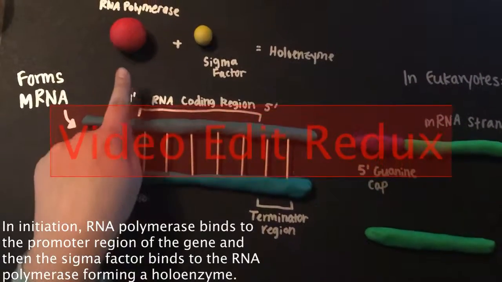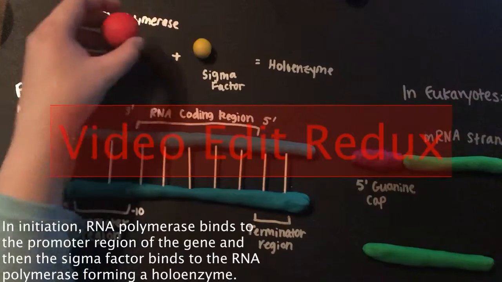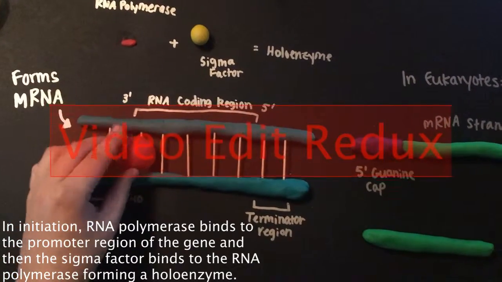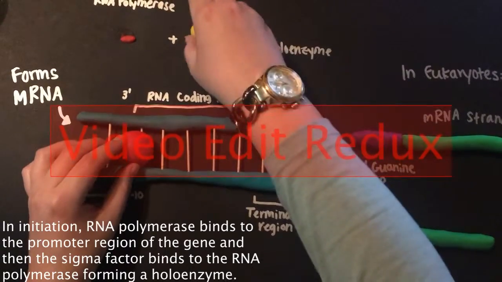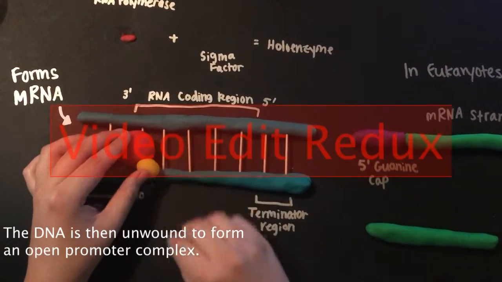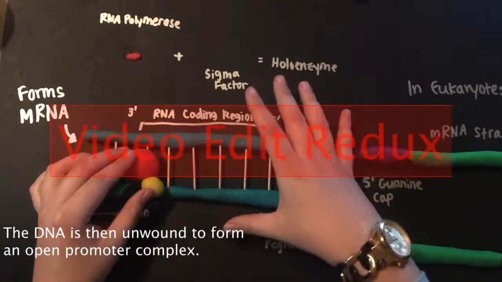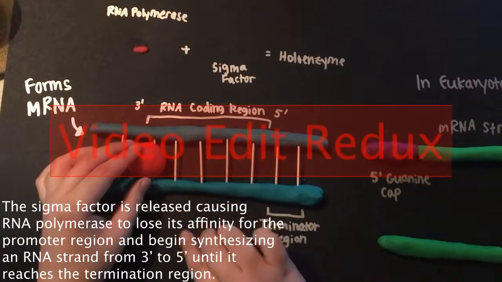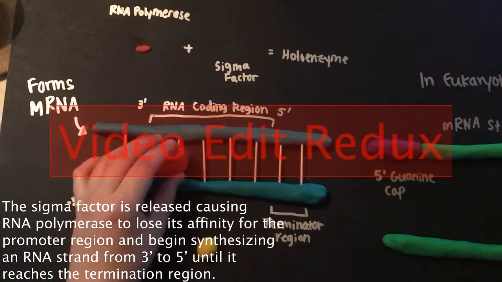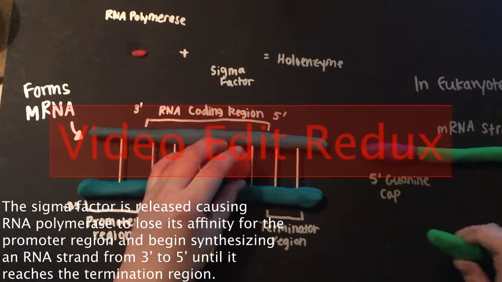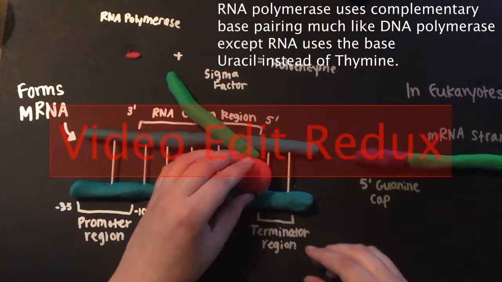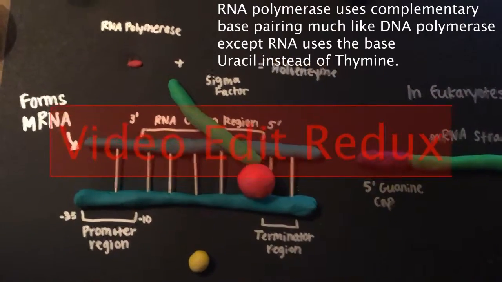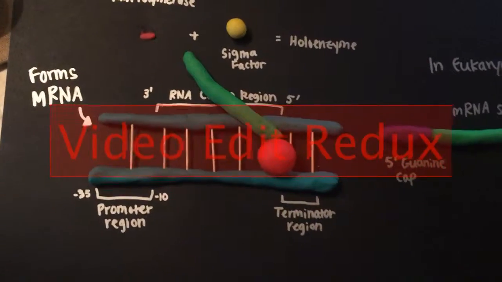In initiation, RNA polymerase binds to the promoter region of the gene, and then the sigma factor binds to the RNA polymerase, forming a holoenzyme. The DNA is then unwound to form an open promoter complex. The sigma factor is released, causing RNA polymerase to move along the DNA strand. RNA polymerase also uses complementary base pairing, but instead of thymine, it uses uracil.